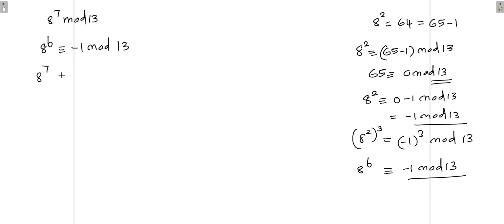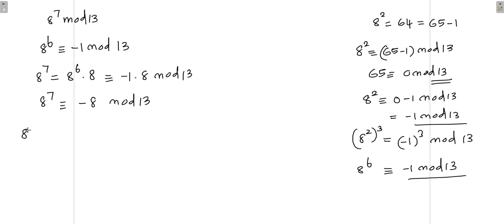Now 8 raised to 7 is actually 8 raised to 6 times 8, and 8 raised to 6 is minus 1 mod 13. So minus 1 times 8 mod 13. Okay. So 8 raised to 7 is congruent to minus 8 mod 13 എന്ന് കിട്ടും. അല്ലെങ്കിൽ 8 raised to 103 ആയിരുന്നു കണ്ടുപിടിക്കേണ്ടത്, which is congruent to 8 raised to 7, which is congruent to minus 8 mod 13. ഇനി നമുക്ക് കണ്ടുപിടിക്കേണ്ടത് റിമൈൻഡർ ആണ്.